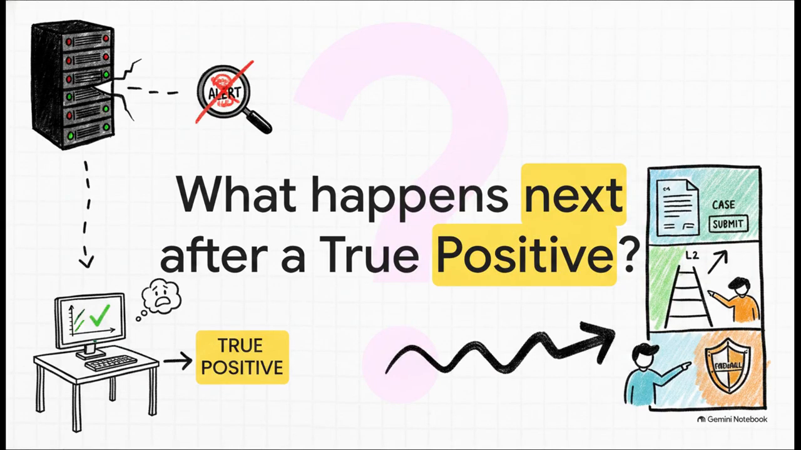To wrap things up, here is a final provocative thought to leave you with. Let's say you investigate that scary Mimikatz alert from the very beginning. You find out it is highly malicious, and you successfully close the alert as a true positive. Well, simply closing it as a true positive on your dashboard won't actually kick the hacker off the network, right? So what on earth happens next? Well, that is exactly where case reporting, escalation procedures, and our L2 analysts step into the spotlight.